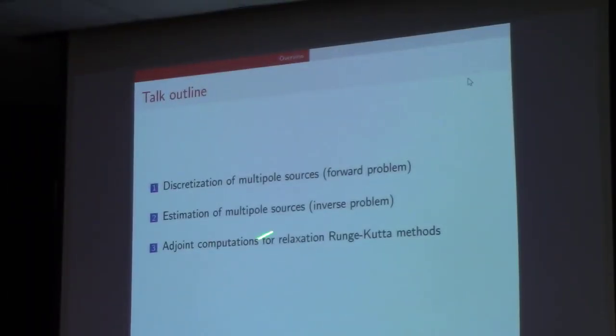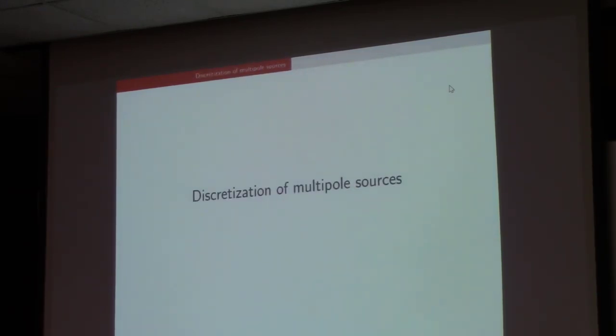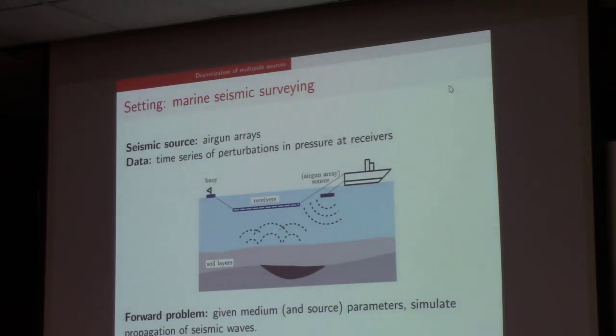On the outline, I'm going to discuss some of my prior work. The first problem is related to the forward problem, specifically discretization of multipoles. I'm going to get into that in a moment. The second bullet point is on inverse problems, and the third point is with regards to differential equation constrained optimization. So moving on to the first, discretization of multipole sources.